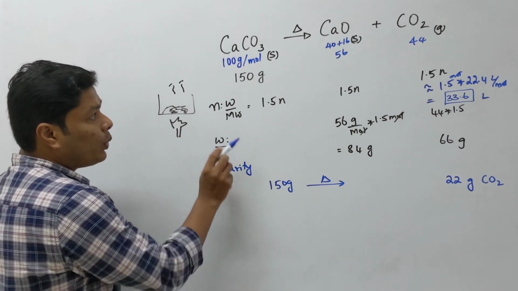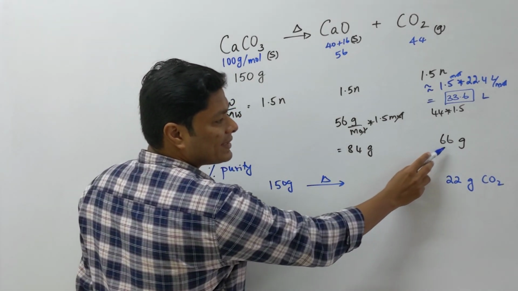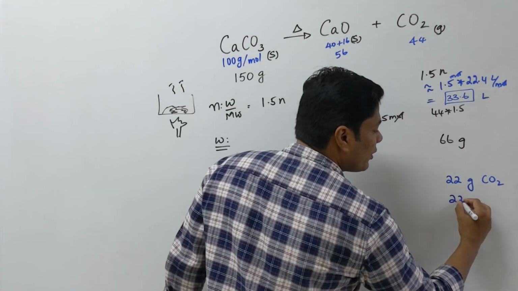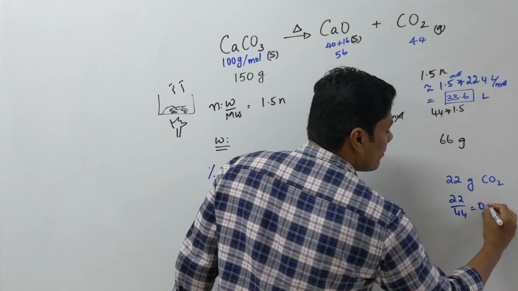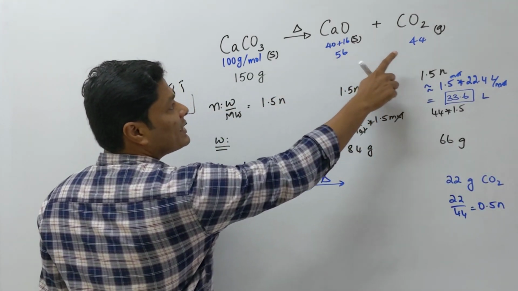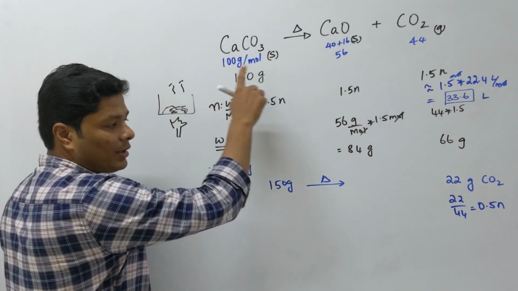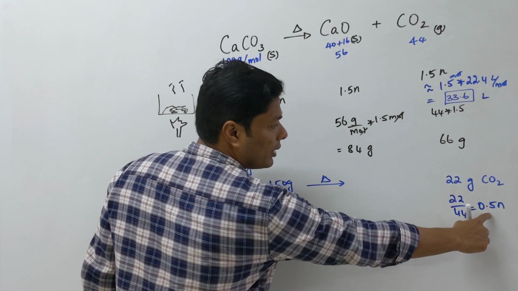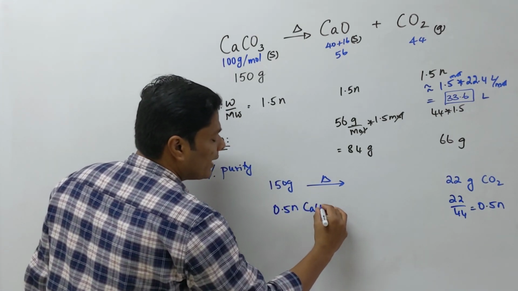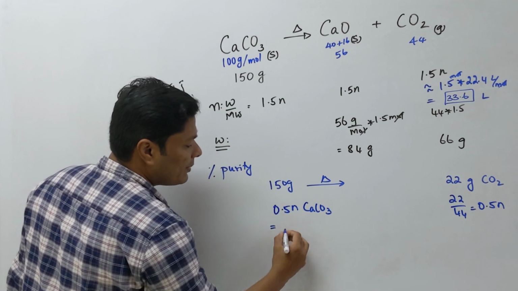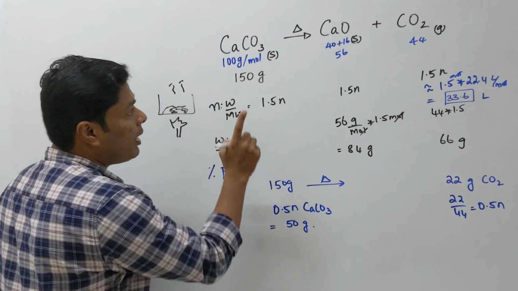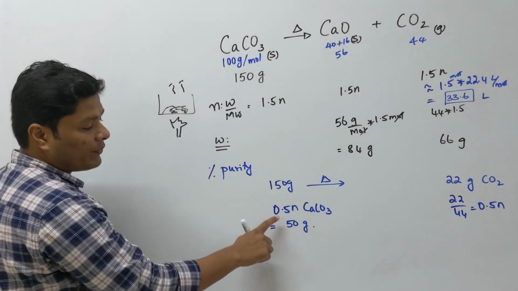That means if I heat 150 grams, I should get 66. I get only 22. 22 grams is 22 by 44, which is 0.5 moles. 1 mole of carbon dioxide is evolved from 1 mole of calcium carbonate. So 0.5 moles of carbon dioxide is evolved from 0.5 moles of calcium carbonate. 0.5 moles of calcium carbonate is 50 grams. 1 mole is 100 grams, 0.5 mole is 50 grams.